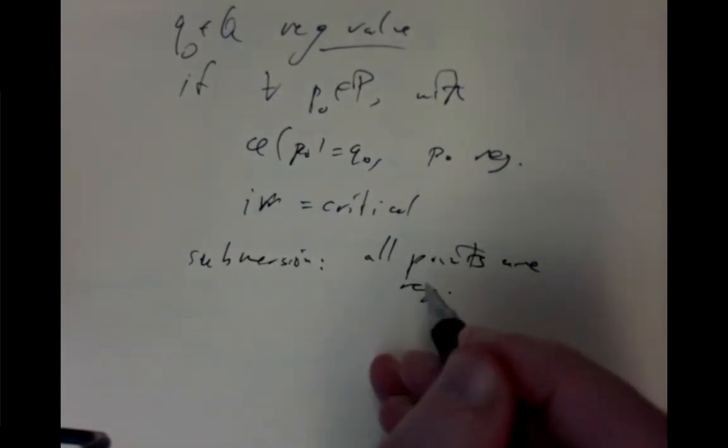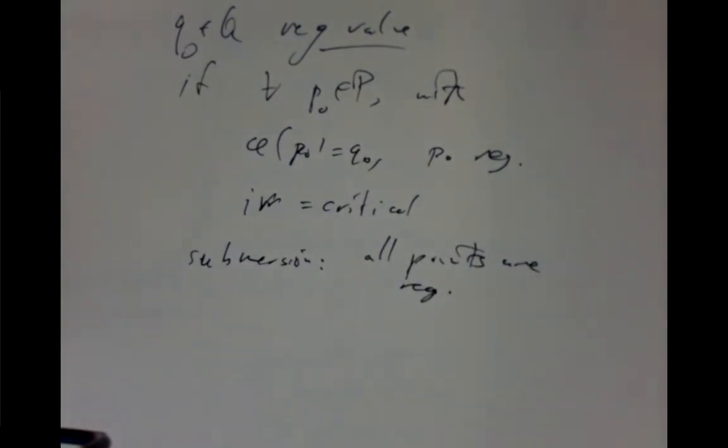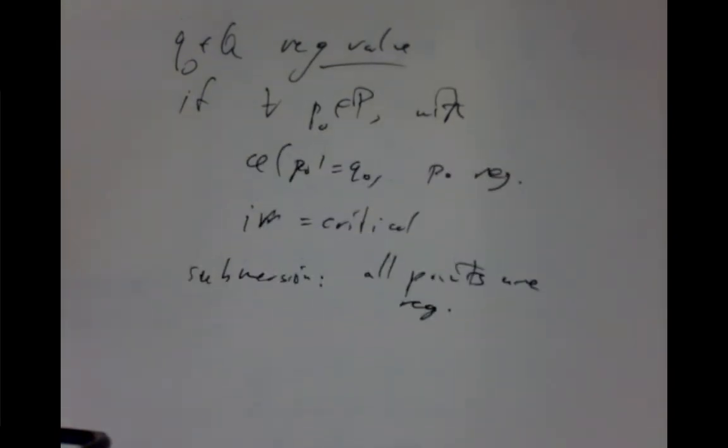All points are regular points, and so all values are regular values. Let's try a very simple example of a map which doesn't turn out to be a submersion, even though you might think it would be.